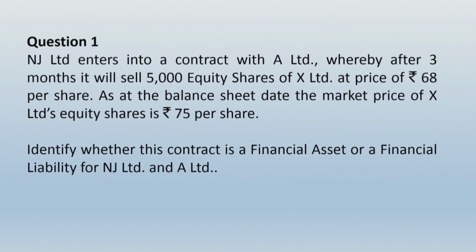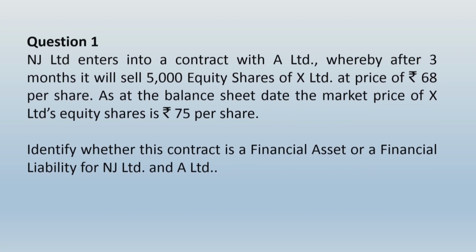NJ Limited enters into a contract with A Limited whereby after 3 months it will sell 5,000 equity shares of X Limited at a price of rupees 68 per share. As at the balance sheet date, the market price of X Limited's equity share is rupees 75 per share. Identify whether this contract is a financial asset or a financial liability for NJ Limited and A Limited.